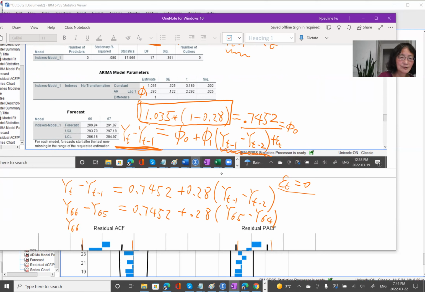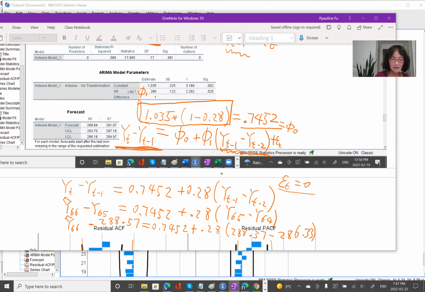We want to forecast. Forecast means y hat. So we know y65. What is the value for y65? If you check the data, it is 288.57. So it equals 0.7452 plus 0.28 times 288.57 minus y64. For y64, go back to the original data. It is 286.33.